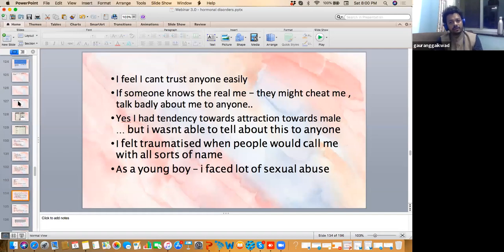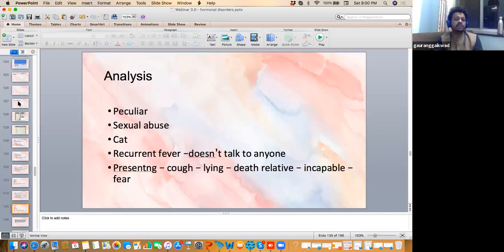How do we analyze this case? I'll just tell you, there are many peculiarities. There is sexual abuse in this case. There is a fear of cats. There's recurrent fear. There's cough.